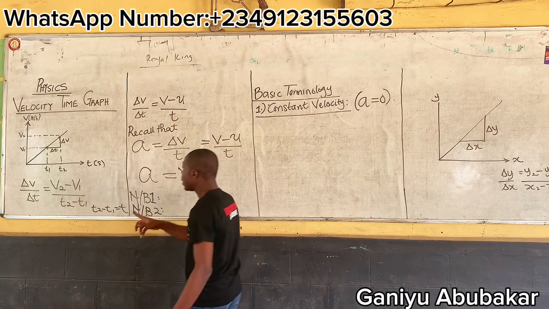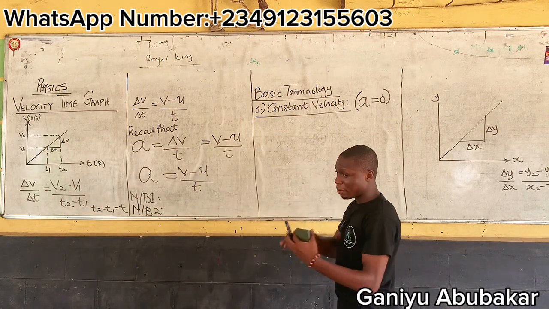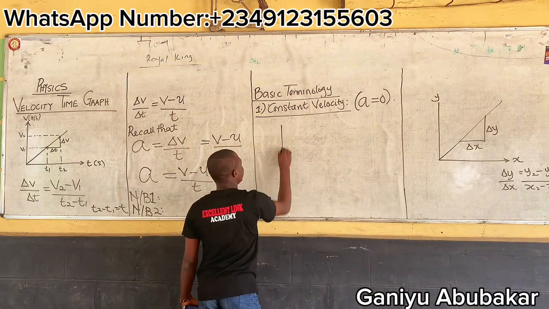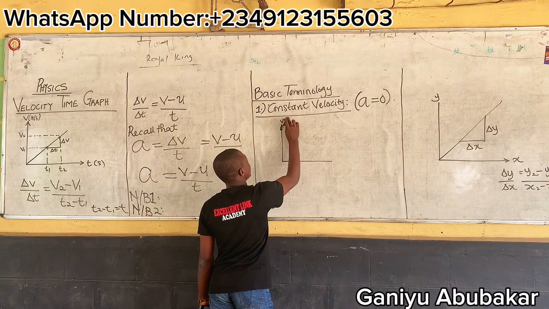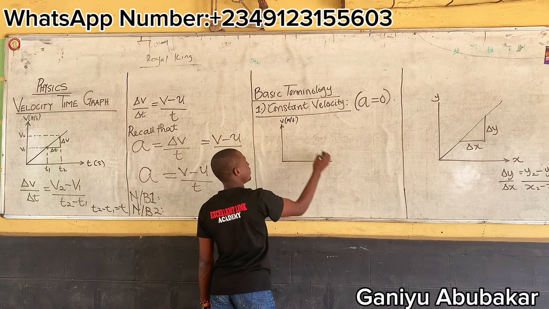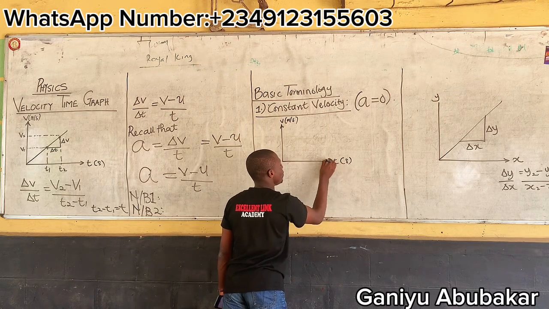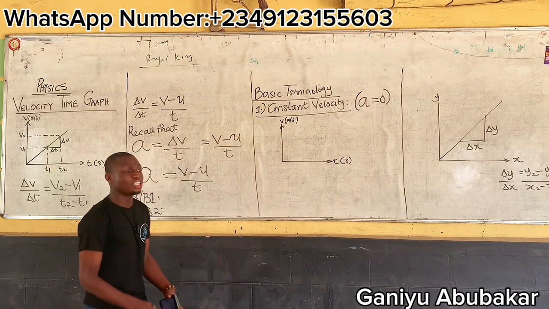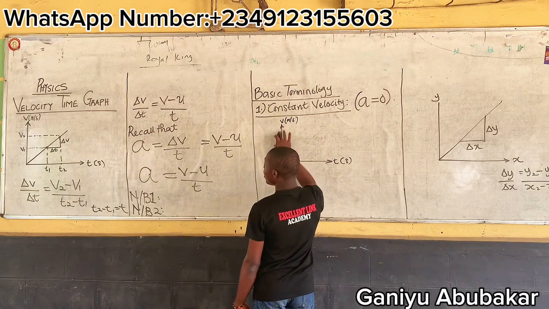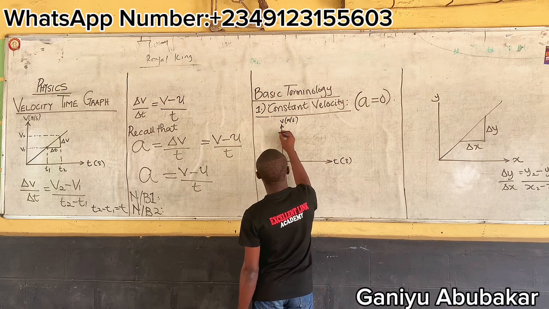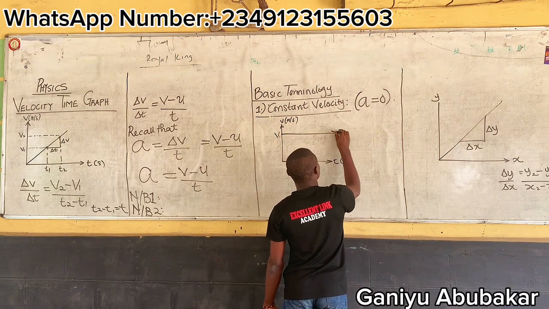There are two ways. How do I express constant velocity in a time graph? Here I'll have my V and T. Here is V of T in meters per second, and here is T in seconds. If I hear the word constant velocity, how do I express it there? This is the expression. Say this velocity here is V1. So this is a constant velocity.